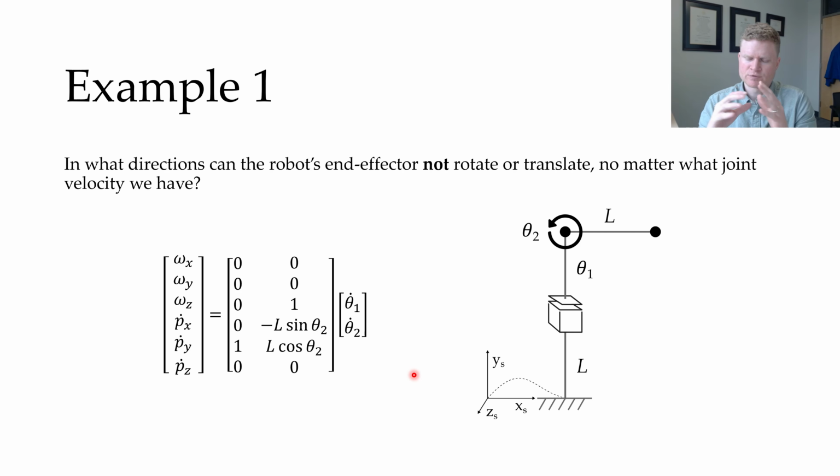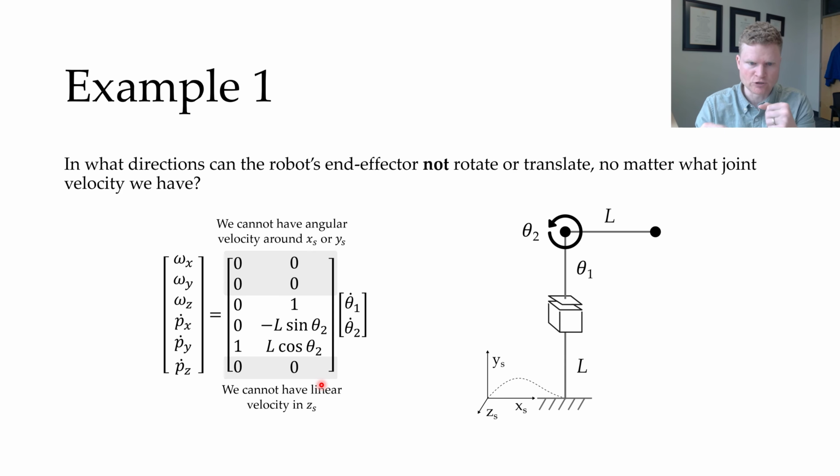All right, so once we understand that, let's think about how we interpret this Jacobian with an example. So looking at my robot arm and then my Jacobian over here on the left, in what directions can the robot's end effector not move, either rotate or translate, no matter what joint velocities we have? So no matter how you actuate theta 1 or theta 2, in what directions can this robot arm not move its end effector? Maybe pause the video, think about it. And you could be looking at the physical robot, or actually you could just look at this Jacobian matrix. Let me show you how you can deal with just the Jacobian matrix.